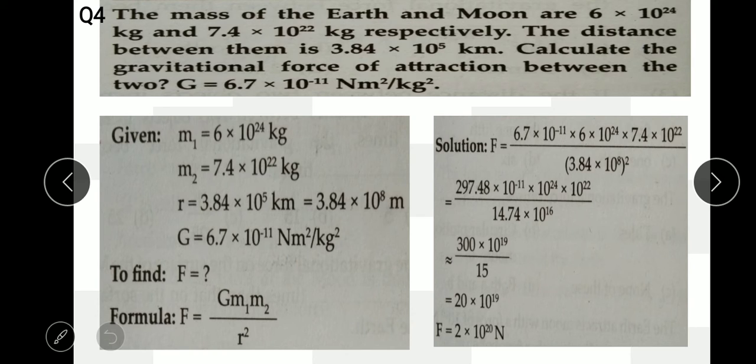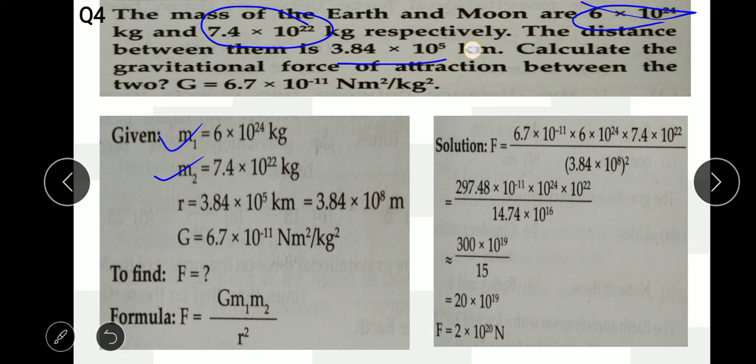So we can use the universal law of gravitation formula. First, let us write whatever is given. Mass m1 is given as 6 into 10 raised to 24, and the second mass m2 is given as 7.4 into 10 raised to 22. These are the masses of the two objects.